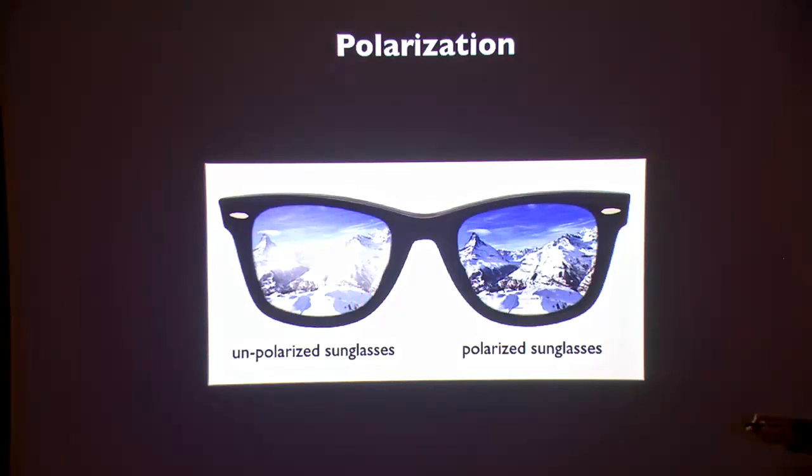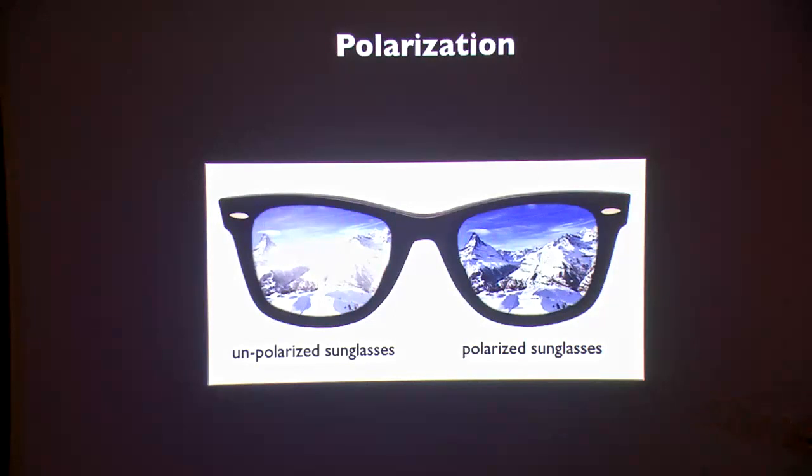So briefly, let me just say, you might be familiar with polarized sunglasses and how they're supposed to work. The basic idea is that, say, the sun is somewhere up here, you're looking at a mountain, the light scatters off the snow, and you see it. If you have unpolarized sunglasses or no sunglasses, you will see a glare from the scattering. And it turns out that if that light is polarized transverse to the plane in which the scattering occurs, so if it scatters like this, the light would be polarized in this direction.